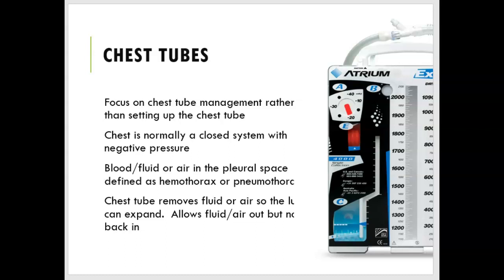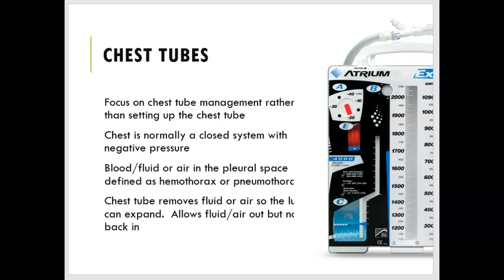When there's a break in that system and either air or maybe blood or fluid collects in there, it's no longer that negative pressure system. So we need to get that negative system back, and that's what chest tubes are for. Chest tubes remove that fluid or the air so that the lungs can expand again.